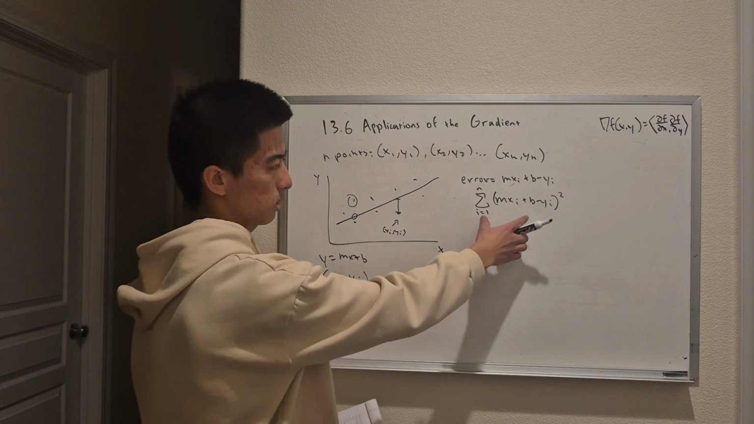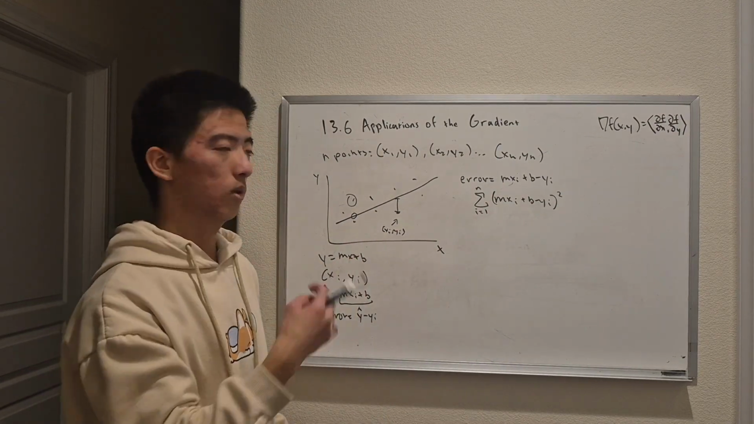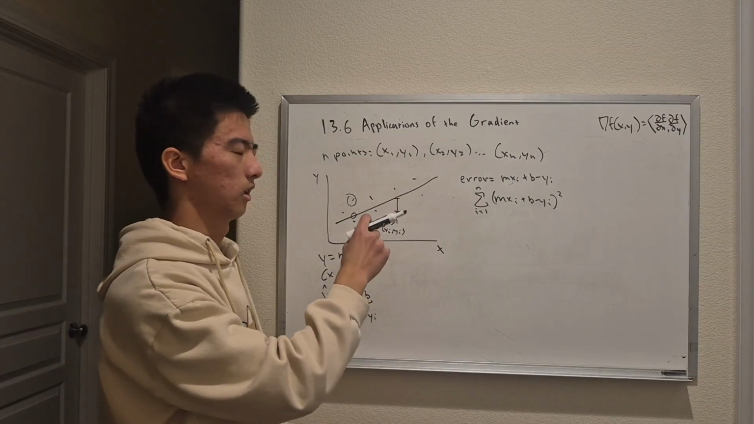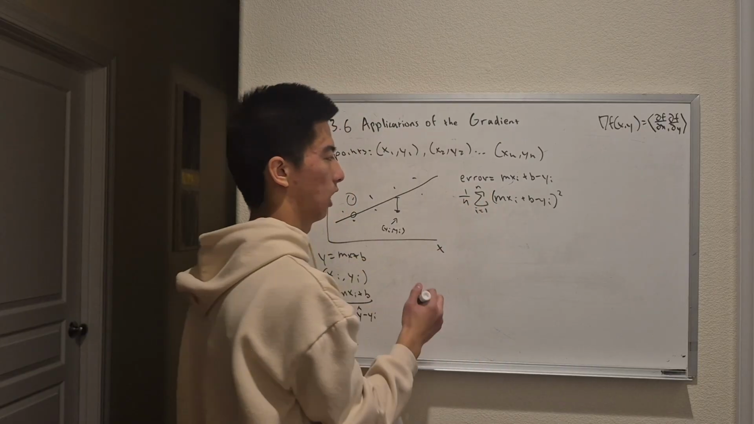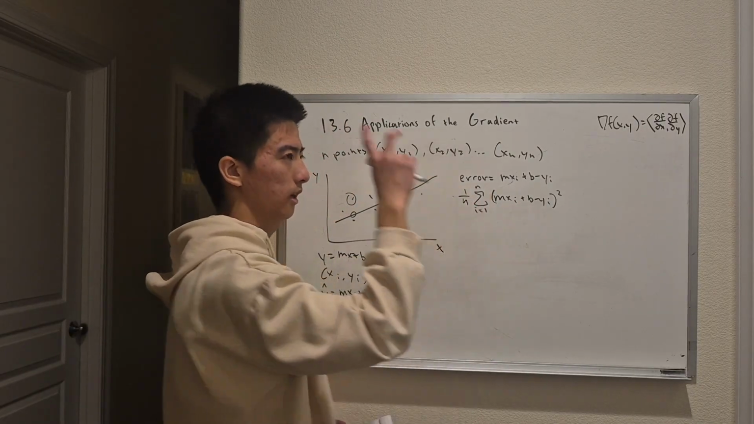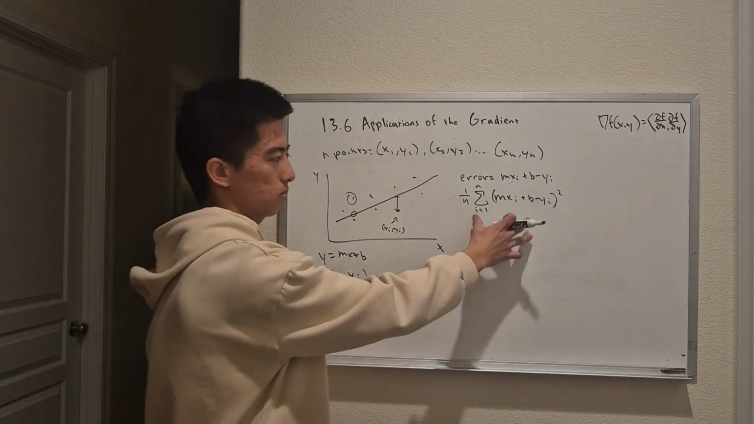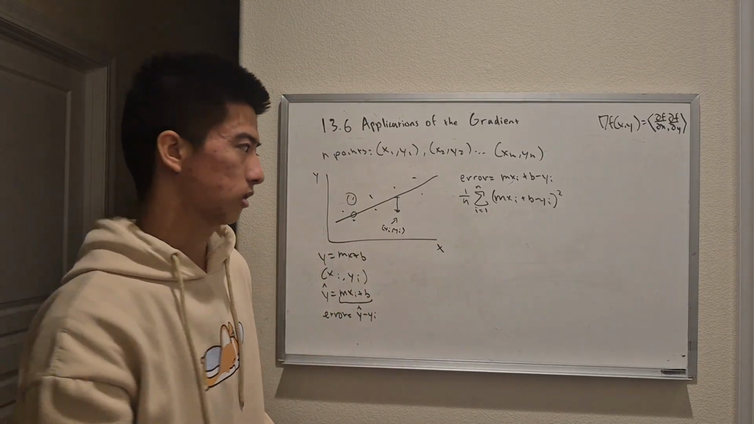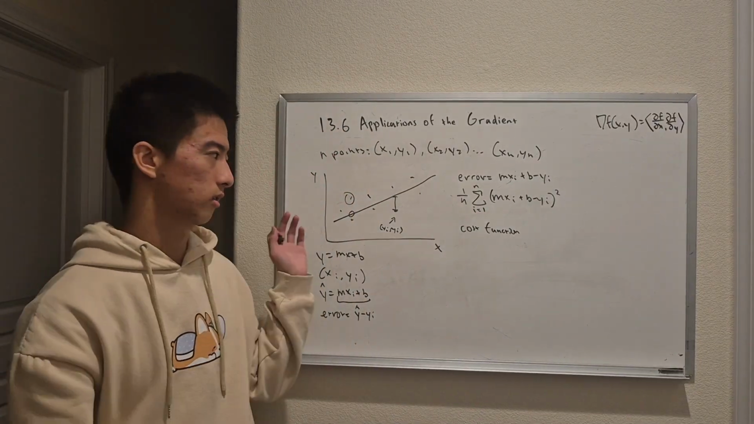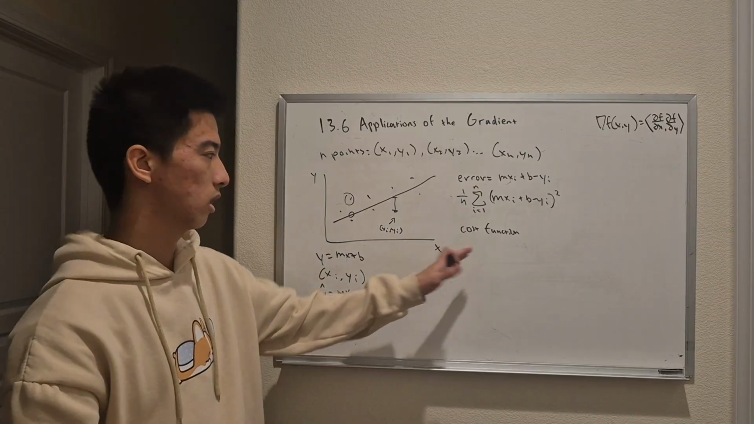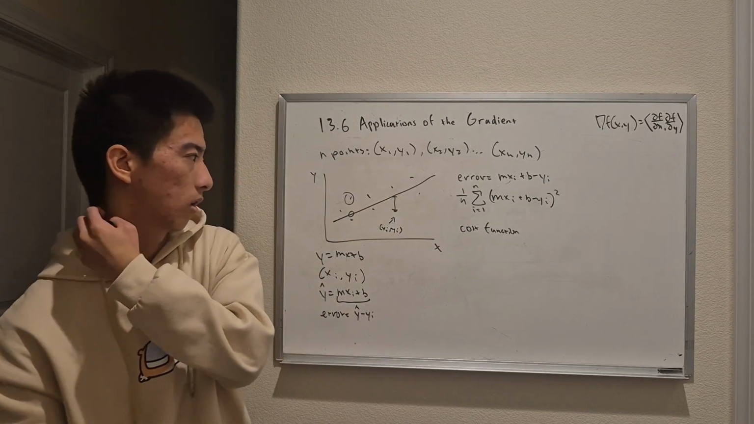Okay, so this expression tells us how good this line is for all n points. And now I want to find the average of all of this over all n points. So this is the average error for all n points. This expression is what we call the cost function in machine learning. The cost function tells you how good your model is. So in this case, the cost function tells us how good our line is. The lower the cost function, the better our line is.